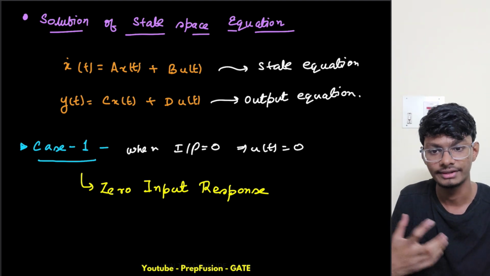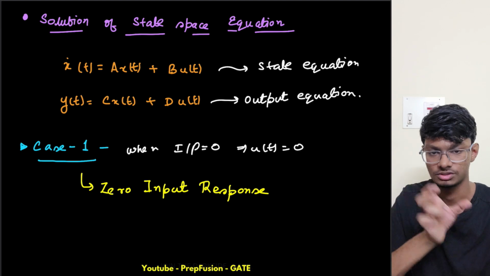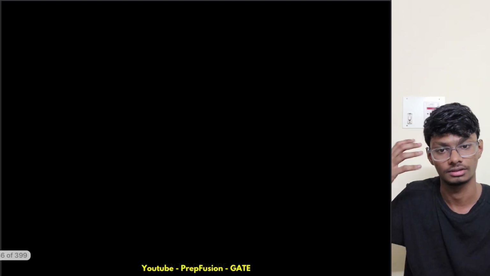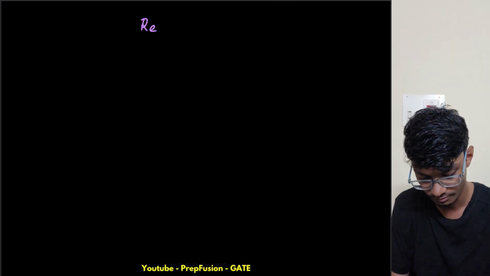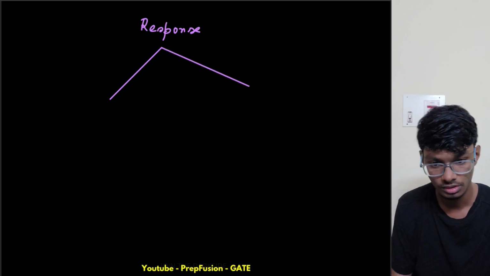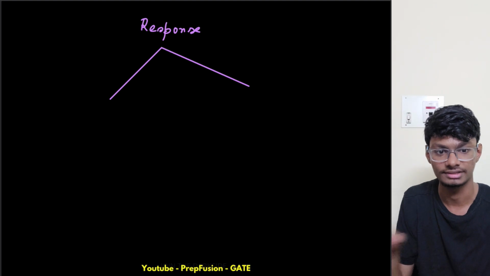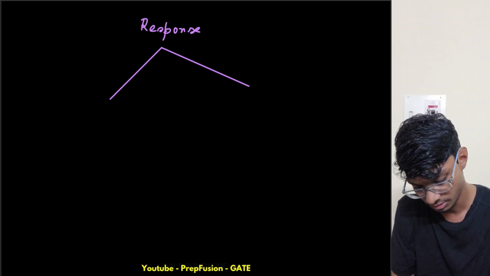Again I will explain a bit about what we mean by zero input and zero state response, so that you can refresh your mind. The response is of two types: one is the natural response, another is the forced response. Let me write this.